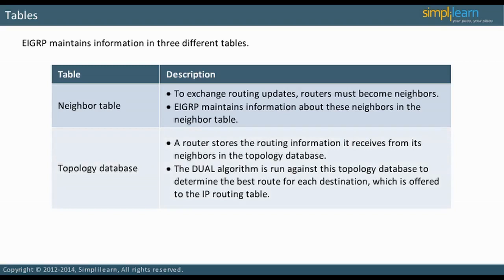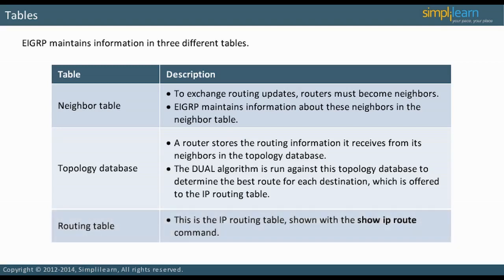The second table is the topology database. A router stores the routing information it receives from its neighbors in the topology database. The DUAL algorithm is run against this topology database to determine the best route for each destination, which is offered to the IP routing table. The third table is the routing table. This is the IP routing table, shown with the show ip route command.